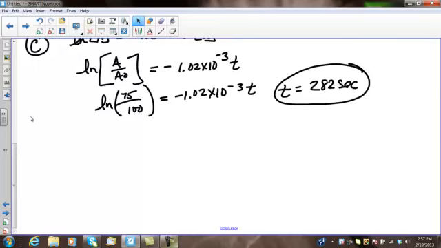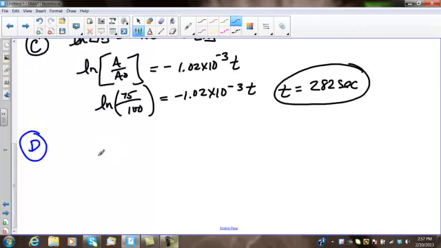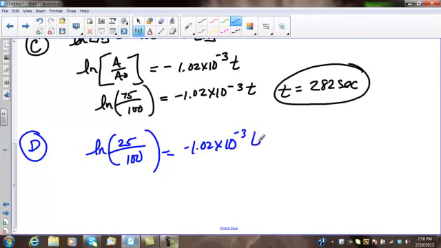Doing the same thing for D. I'm not going to rewrite the formula, except for now you're 75% complete, which means 25% remaining. It's ln of 25 over 100 equals negative 1.02 times 10 to the negative third t, which means when I solve for t, I'm going to get 1,359 seconds.